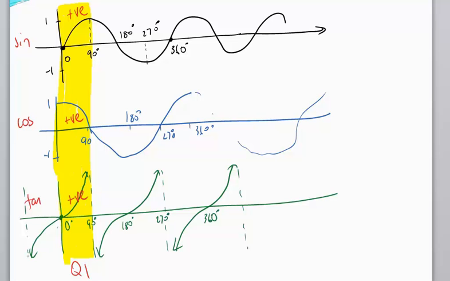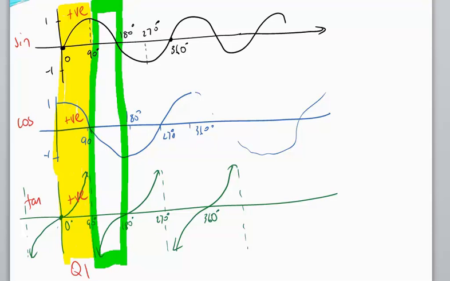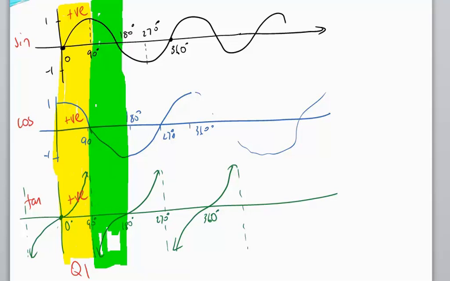If we move to our second quadrant, so our second quadrant is here to the 180 degrees there. So this is our quadrant 2. We're splitting it into quadrants for four different parts. So our quadrant 2 here. If we look at our sine curve, it's positive. Our cosine curve here, we're negative. And our tangent curve here, we're negative.